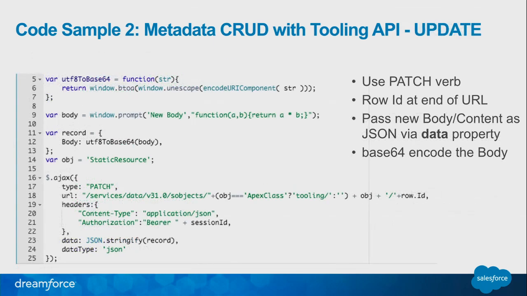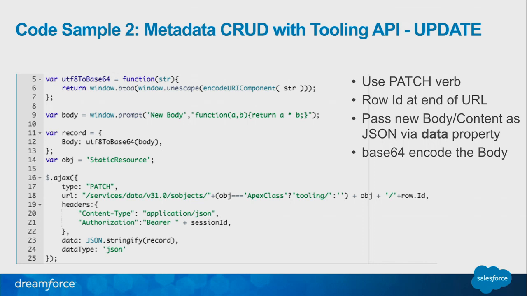Updates, fortunately, are very similar. You do a patch request down on line 17. That's how you actually tell it to do an update. Plus, the URL is just slash and then the row ID at the end. So you're saying, I'm updating this record. And then all you have to pass along as the body is your new metadata body.